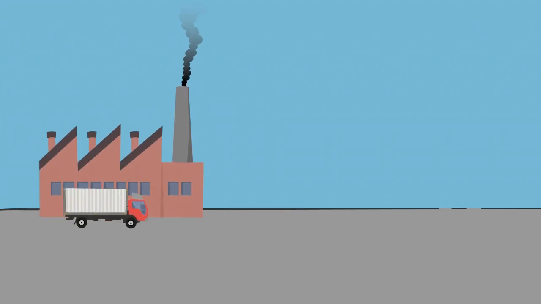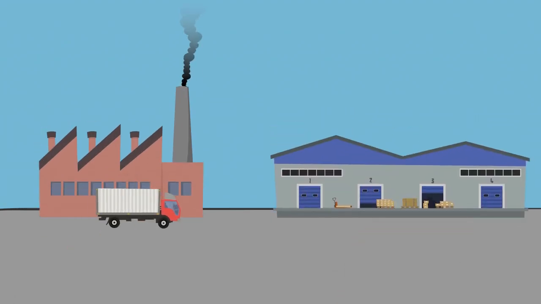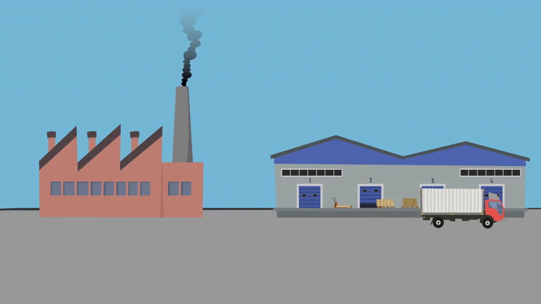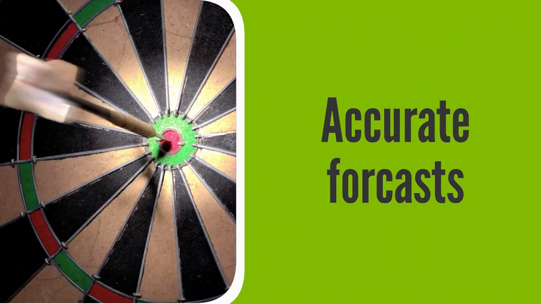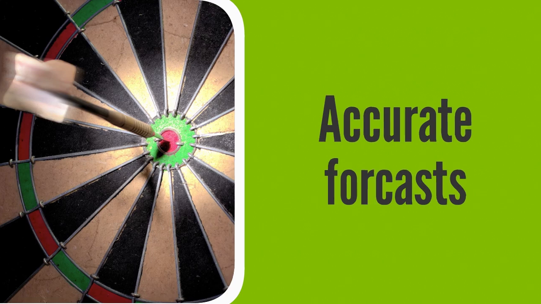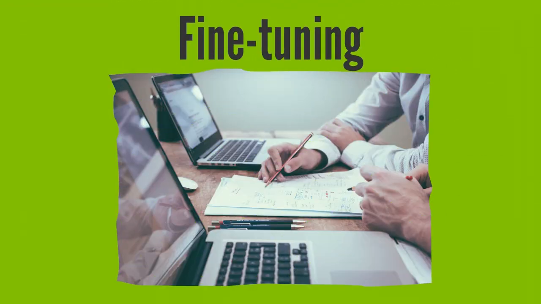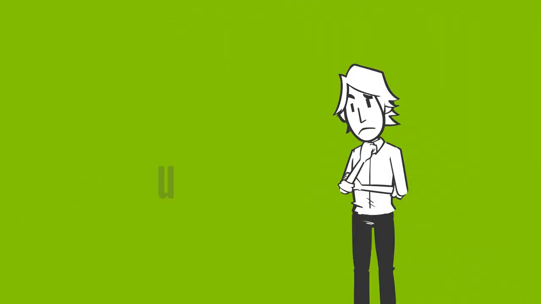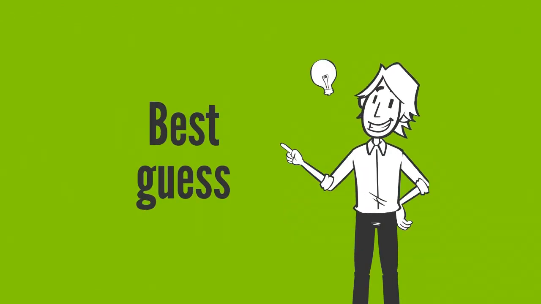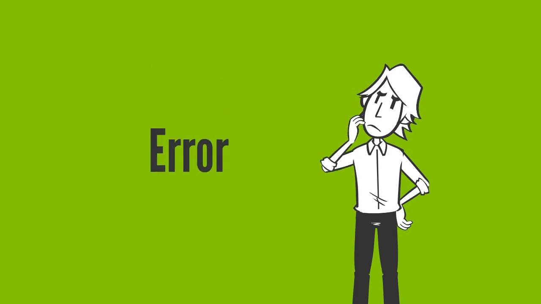This is where the term push comes from. The goods manufactured by the production facility are pushed into the warehouse regardless of whether there are customer orders for them or not. This means that forecasts need to be really accurate, but sadly, this is very seldom the case. Although much effort is placed on fine-tuning the forecast, it is really just the best guess from the demand planners, making it subject to error.